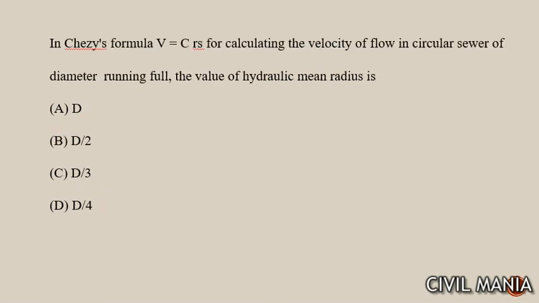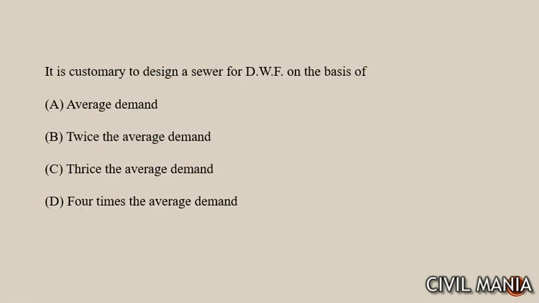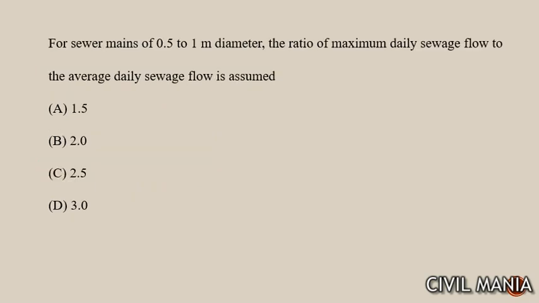Next question is, in the Chezy's formula, the hydraulic mean depth will be d by 4. Next question is, it is customary to design a sewer for DWF on the basis of thrice the average demand. Next question is, for sewer mains of 0.5 to 1 meter diameter, the ratio of maximum to average will be 2.